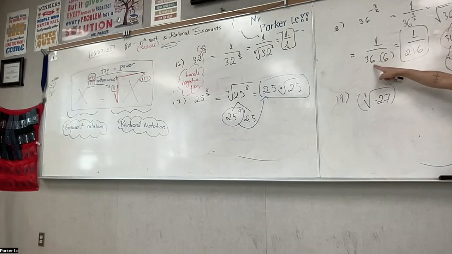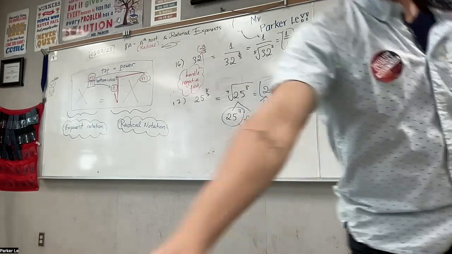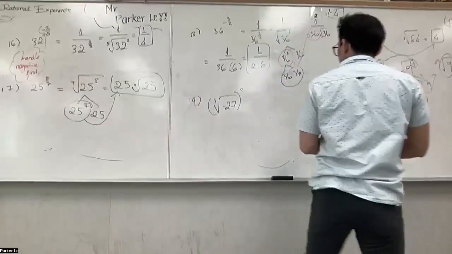Oh, 6 is the square root of 36. Square root of 36 is 6. So yeah, you can just stop right here, because square root of 36, you can do it. Square root of 36 is 6.